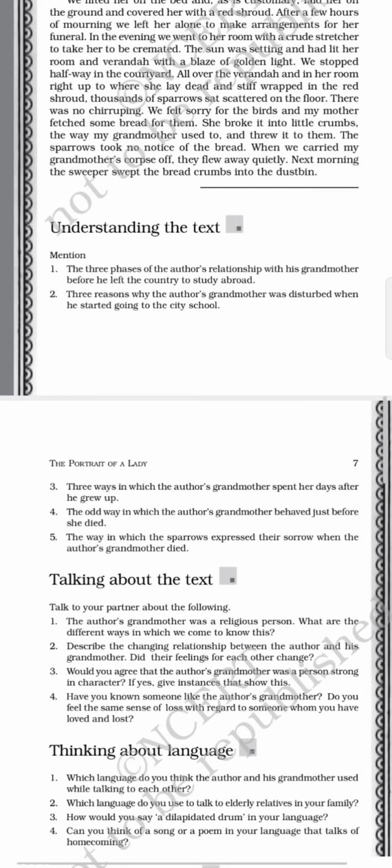And so we felt sorry for the birds, and my mom fetched some bread for them. She broke it into little crumbs the way my grandma used to and threw it to them. The sparrows took no notice of the bread, and when we carried my grandma's corpse off, they flew away quietly. The next morning, the sweeper swept the breadcrumbs into the dustbin.